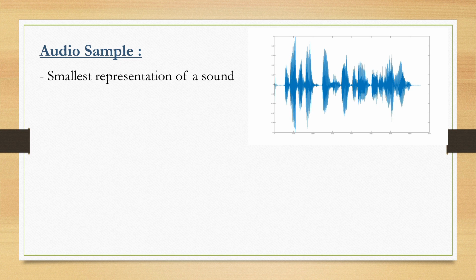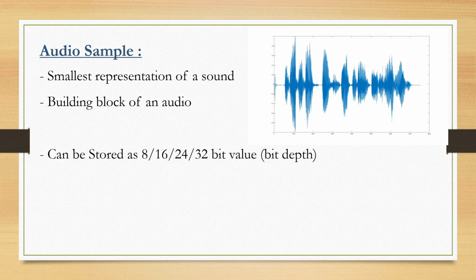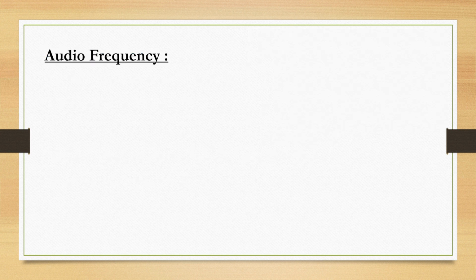Next is audio sample. The audio sample is the smallest representation of sound, and it is the building block of audio. It can be stored as an 8-bit value, 16-bit value, or 24-bit or 32-bit value in bit depth. If it has more bits, then it is of higher quality. More bits lead to higher quality.